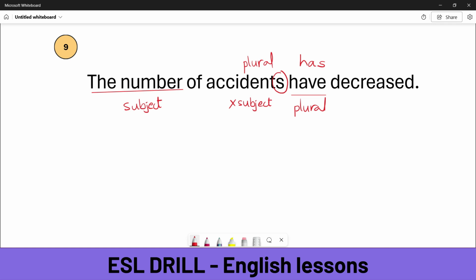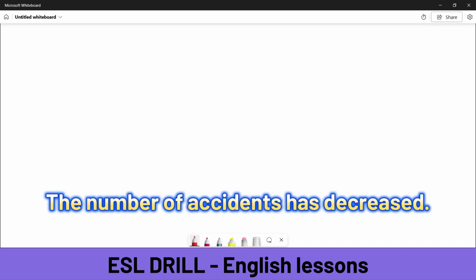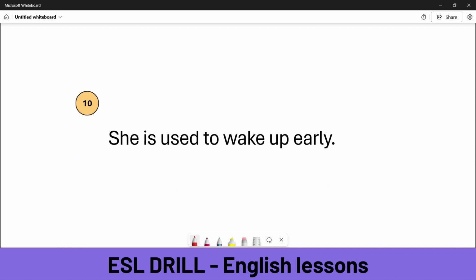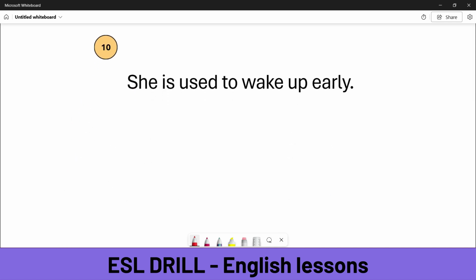Don't get carried away by the noun that precedes this verb, that comes before the verb. Don't look at that all the time. So please be careful. Okay, now how does the sentence read? Correct sentence. The number of accidents has decreased. 10th one, of course, the last one. She is used to wake up early. She is used to wake up early.